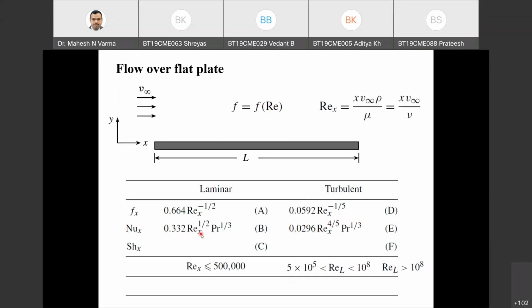Local value Rex. This is not ReL. ReL is a constant, but Rex is varying. So here the Reynolds number is different, and here the Nusselt number is different. This is the local value of Nusselt number. So how about Sherwood number?